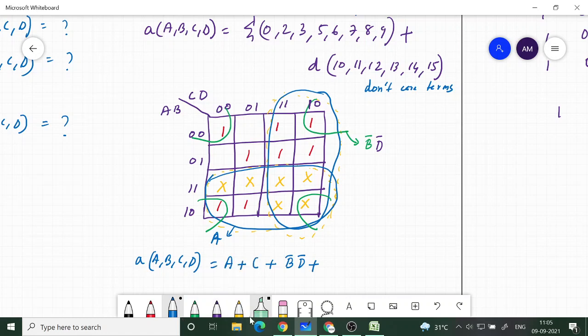I am highlighting. So there is a 1 here which is not part of any group. We have made so far 3 groups. First one is A, and the second one is C. Here this one is C, and the third one is the green group, which is B bar, D bar. And after doing these 3 essential groups, we have still one more 1 left. The question is, how can we make a group to cover that one, and is that group essential?